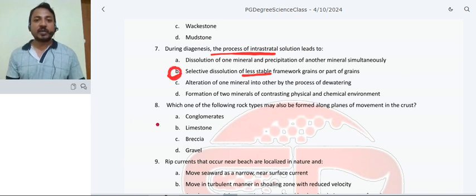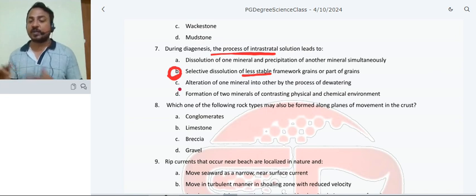The answer will be B. Then let's take the other options. Dissolution of one mineral and precipitation of another mineral simultaneously. It doesn't occur simultaneously. There will be alteration and there will be precipitation, but they are not occurring simultaneously. Alteration of one mineral into another by the process of dewatering. Dewatering doesn't alter minerals, it just expels water.